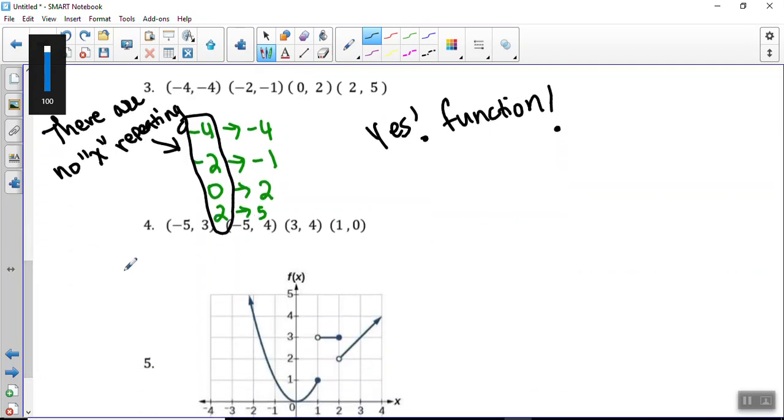Let's look at this one. I have -5 going to 3. Sorry, screen. -5 is going to 3. And then I have this coordinate here. It says that you have -5 going to 4. Already fails. I have an x coordinate repeating here, so I can say no, not a function.